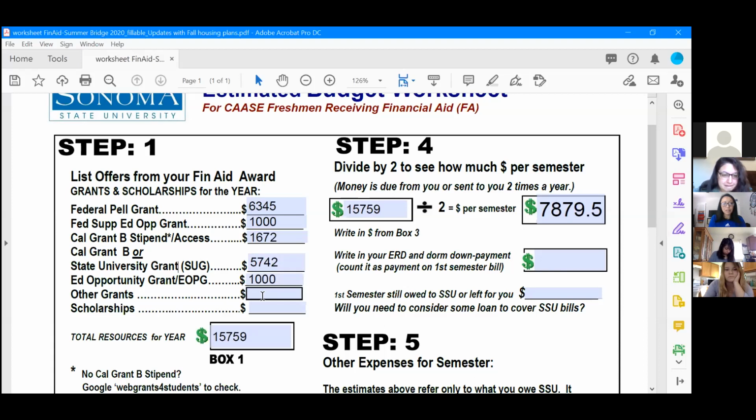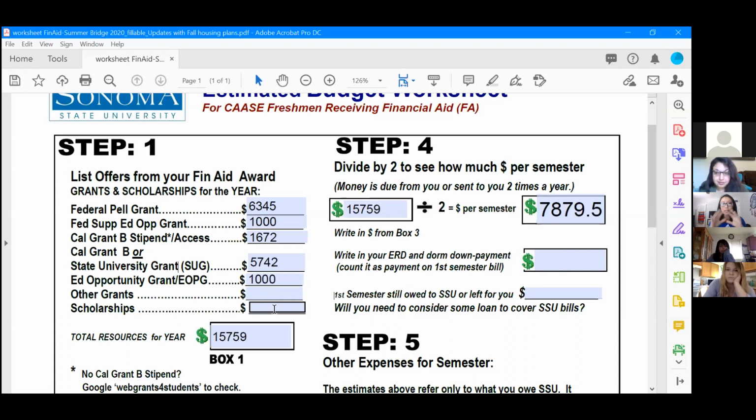As I've been working with students, I haven't seen other grants in here. But if for some reason you do have another grant that shows up, go ahead and put that there. The majority of you most likely won't have that. And then scholarships. Everyone's going to have a different scholarship amount. If you know you're coming in with a scholarship, whether it's $100 to $5,000, go ahead and put in that scholarship amount.